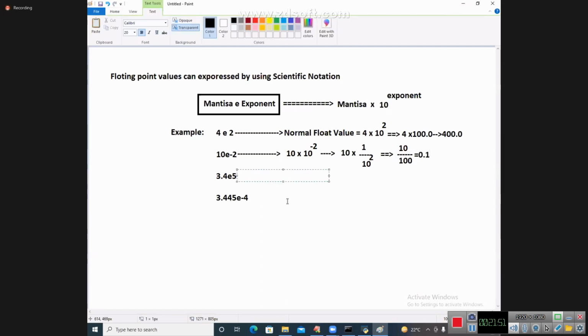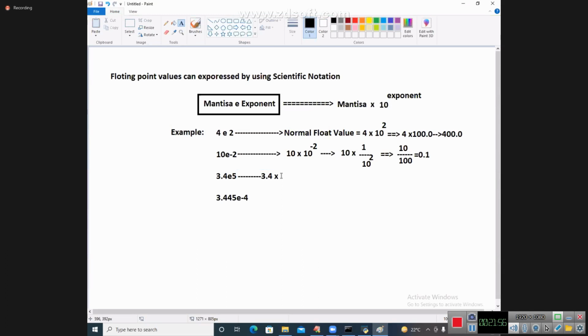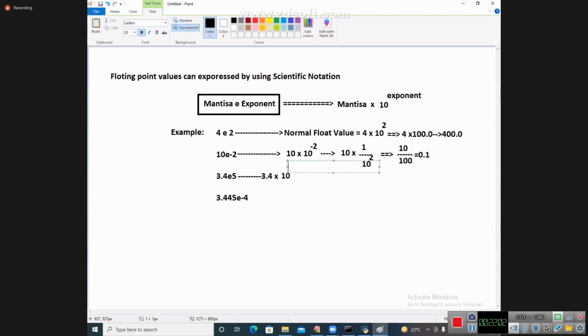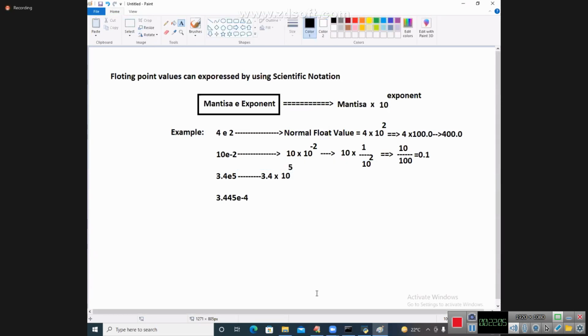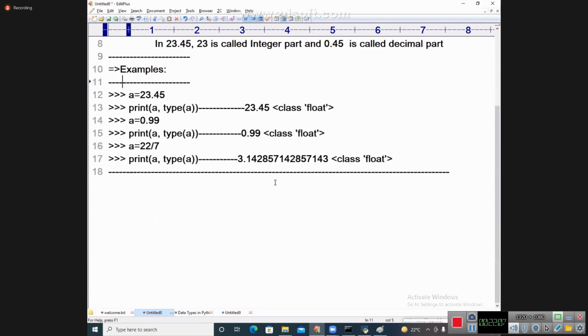Like that, you can take 3.4 into 10 to the power of 5. Whatever it is, 10 to the power of 5. This is called scientific notation. Now I'm going to give you clarity on this area. The float data type can also represent scientific notation.